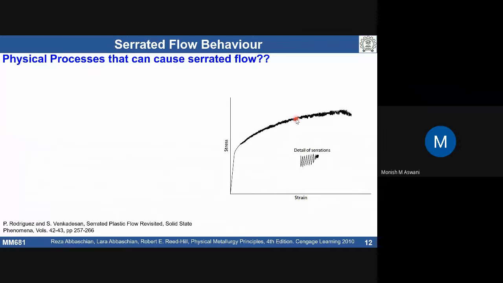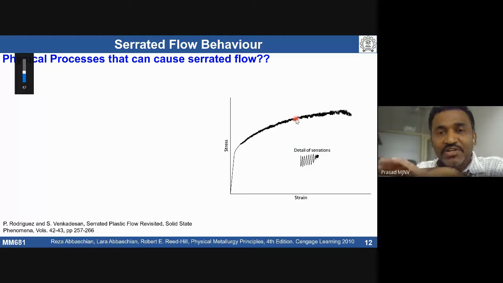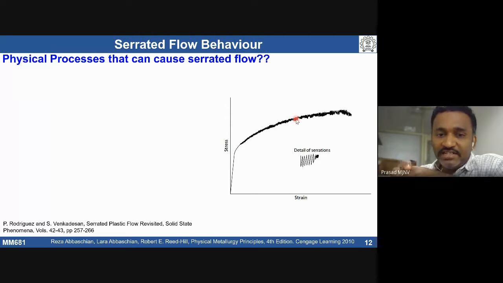Sir, after the lower yield point, you see some kind of serrations, because this is all strain aging related. That's one we already discussed. Yes, yield point phenomena also give serrations. That's also related to solute interactions with the dislocations.